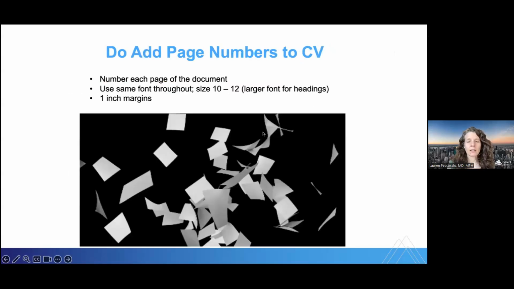All right. So other quick notes on formatting. Make sure you number each page of the document and use the same font throughout, size 10 to 12. Usually something very benign like Arial or Times New Roman is good. Don't go crazy. Keep it very traditional. And then 1-inch margins.